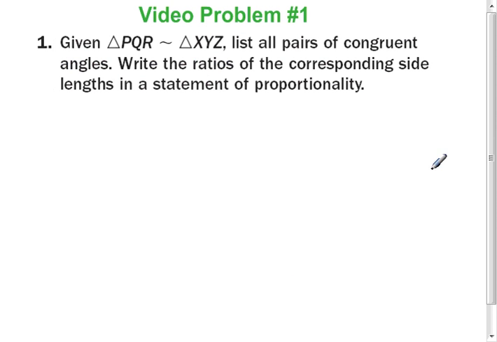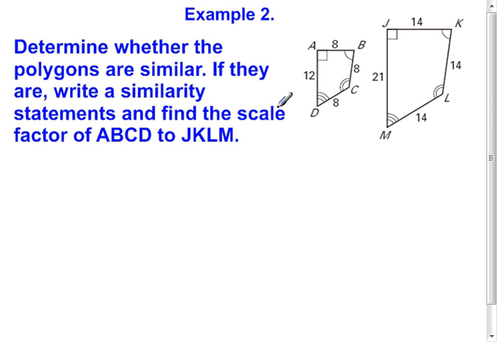Here's your first video problem. Okay, I'd like you to list all the pairs of congruent angles, write the ratios of the corresponding side lengths, and a statement of proportionality. That's really similar to what we just did on the last problem. So pause the video and write down the answers to this.